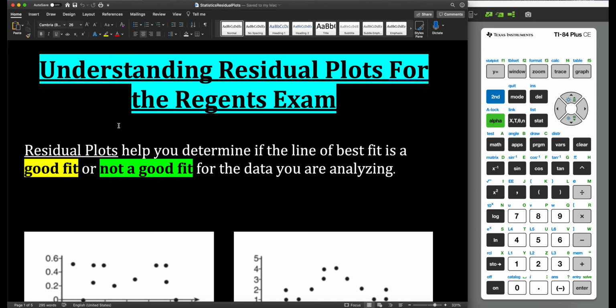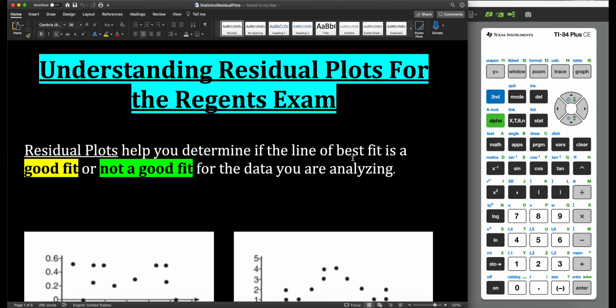Today we're going to be talking about understanding residual plots for the Regents exam. This is a really quick and easy lesson. We're just going to show you how residual plots look on the Regents and what it is they want from you. Basically, residual plots help you determine if the line of best fit is a good fit or not a good fit for the data you are analyzing.